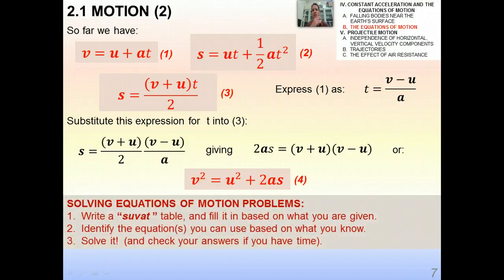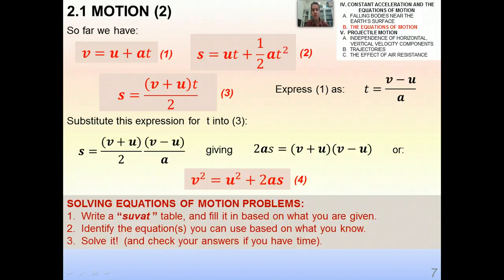Okay, now we're going to use these 4 equations of motion over and over and over again to solve motion problems, where I give you a couple of parameters and ask you to find something else or how something else changes. So what we're going to do is the following. We're going to make what are called SUVAT tables. I'll show you what I mean by that.